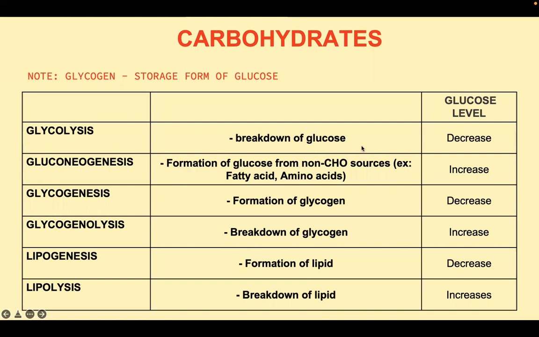Okay, next term, this is what we call the gluconeogenesis, meaning it is the formation of glucose from non-carbohydrate sources. Example natin yung mga fatty acid and then your amino acids. So coming from the root word gluco and then yung neogenesis, parang I think this came from the Bible, meaning to form. Okay, and then the glucose level in your body in the gluconeogenesis, it has an increased level of glucose.